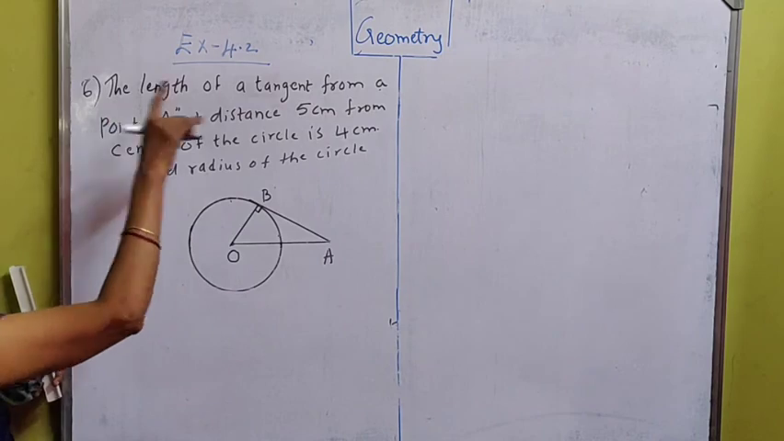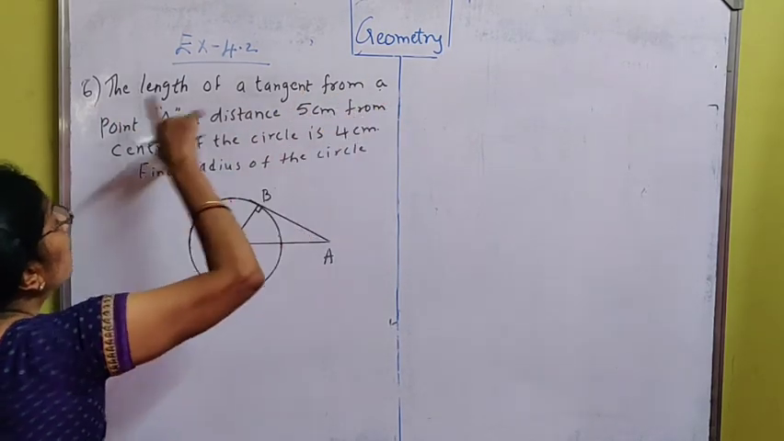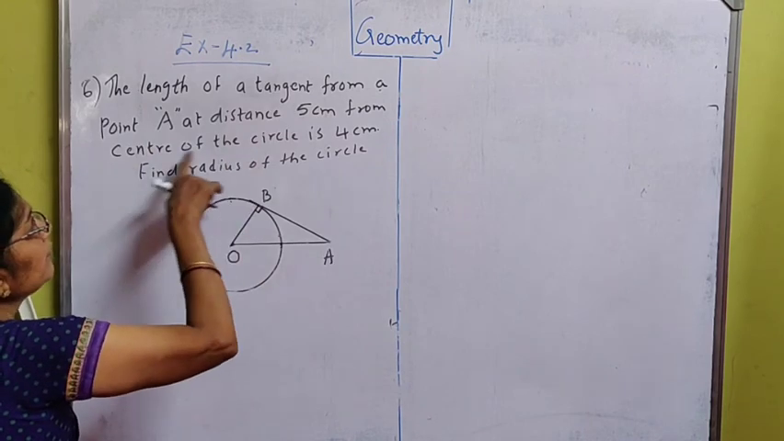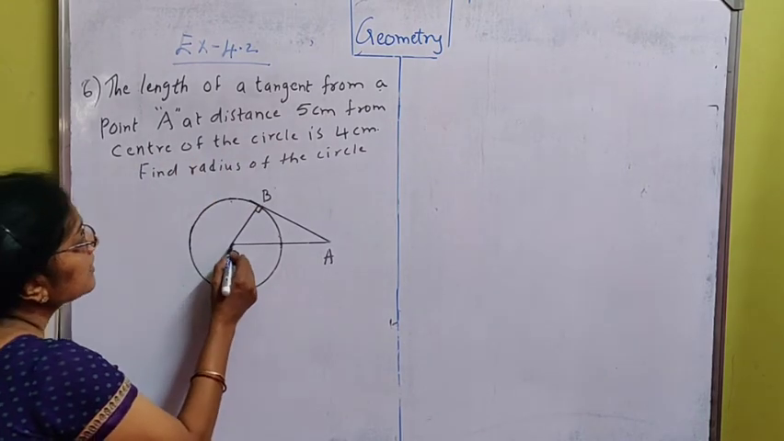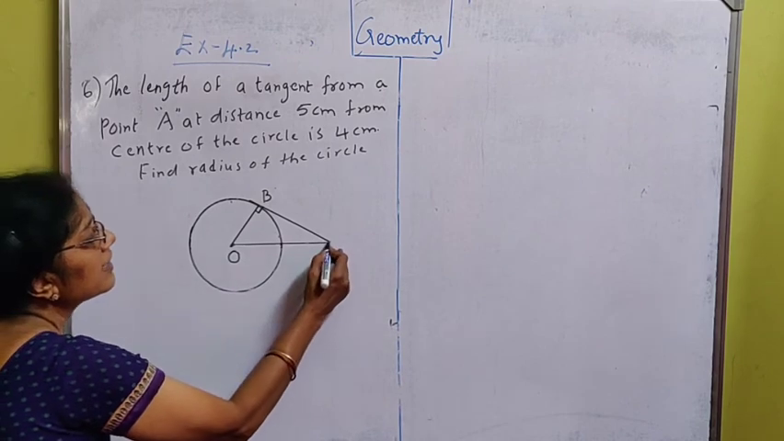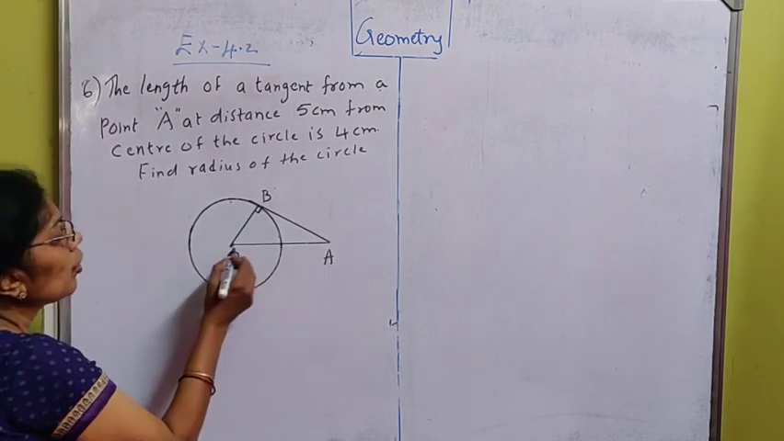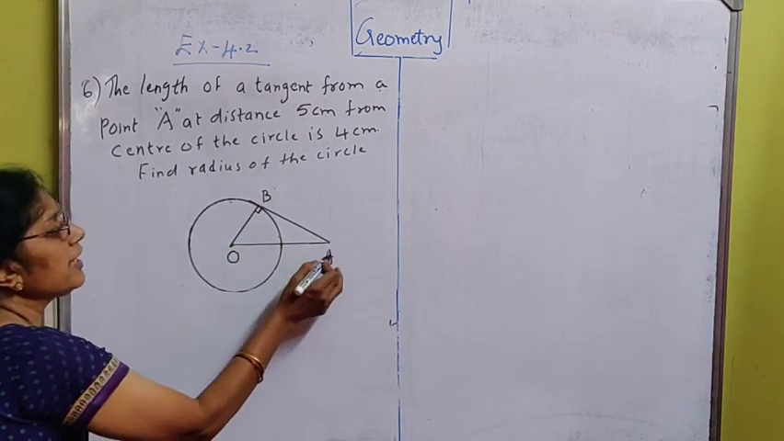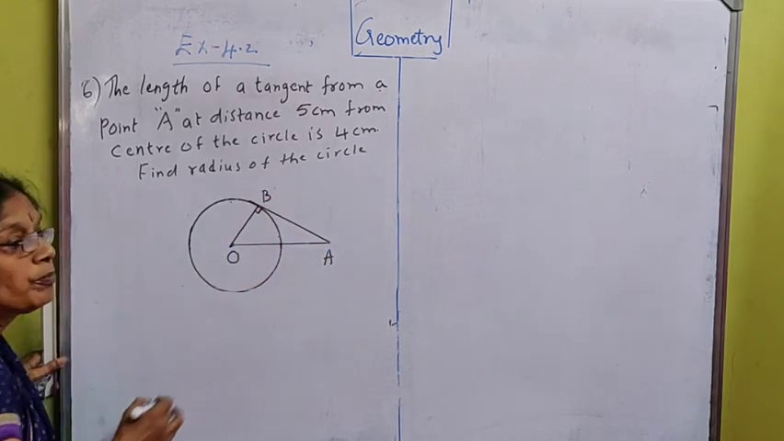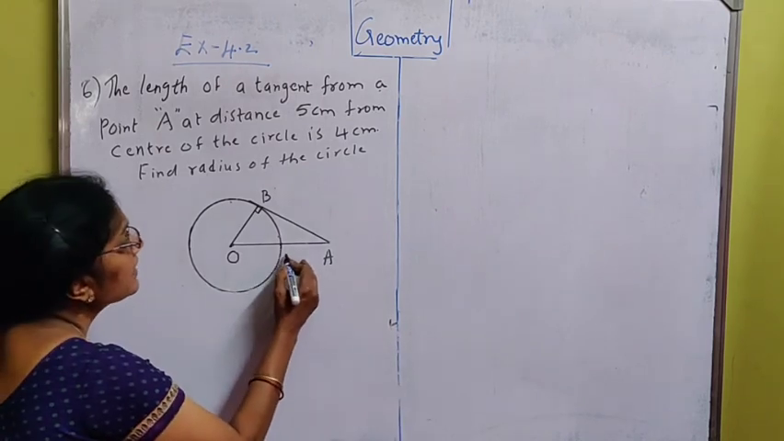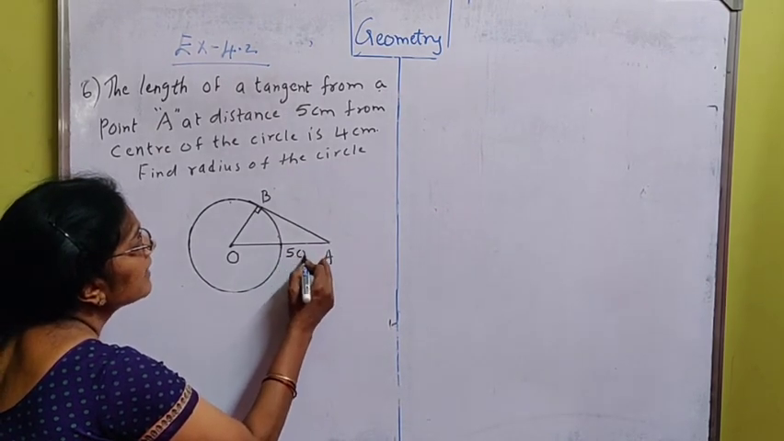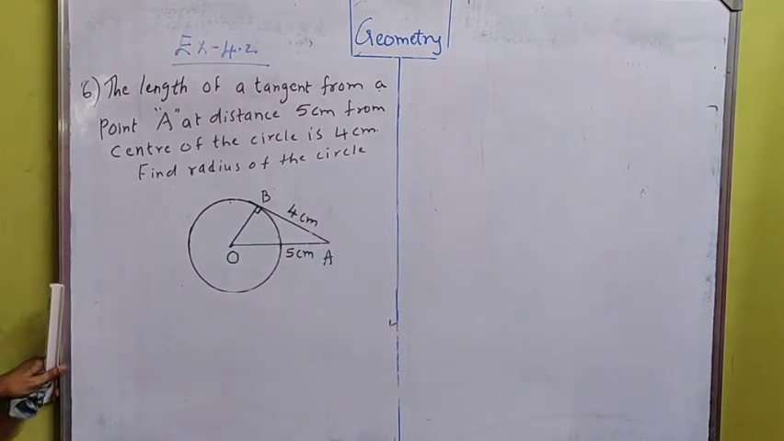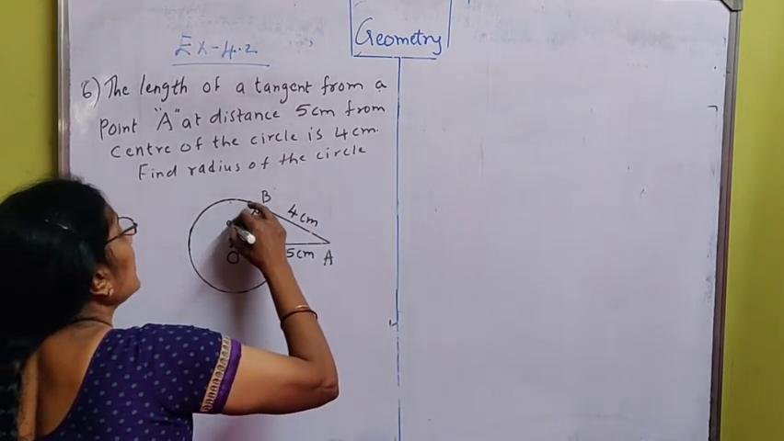The length of a tangent from point A at a distance 5 centimeter from the center of the circle. So this is the center of the circle and this is point A. OA is the distance between the center and external point. AB is the tangent and OB is the radius. OA is given as 5 centimeter and AB is given as 4 centimeter. You have to find out what is the radius.